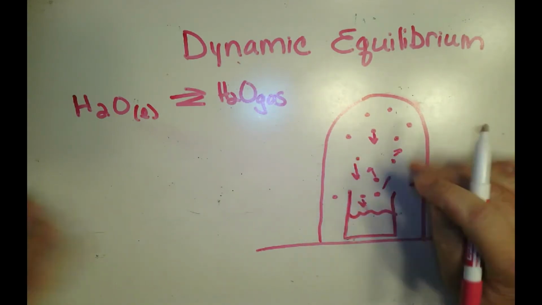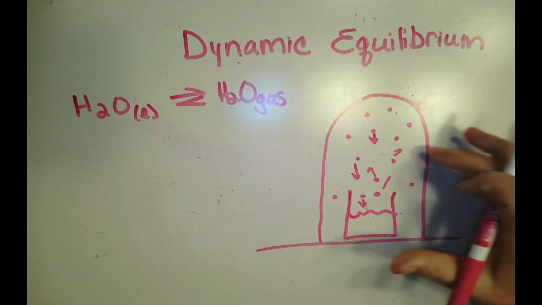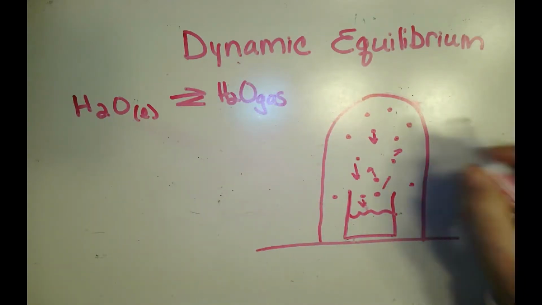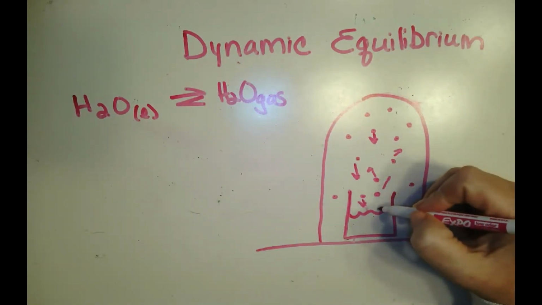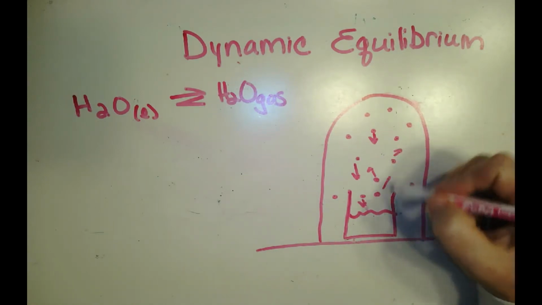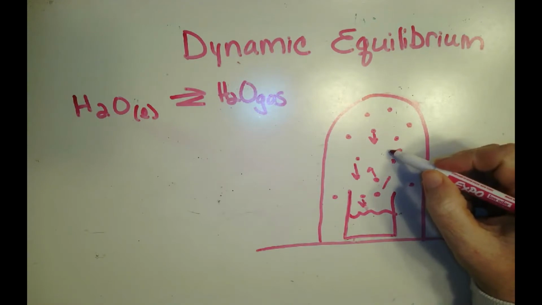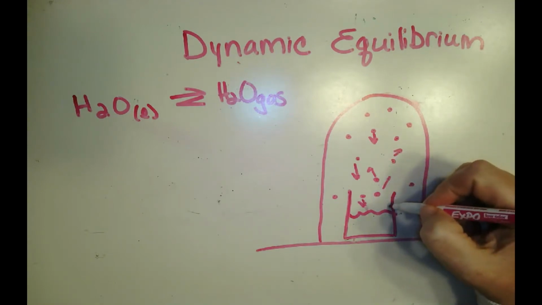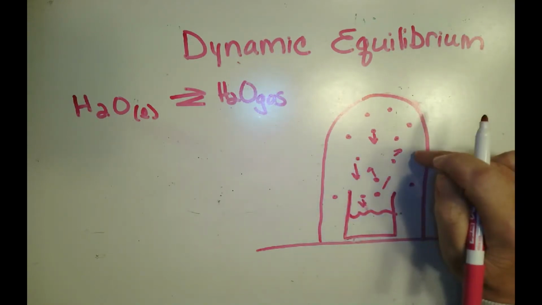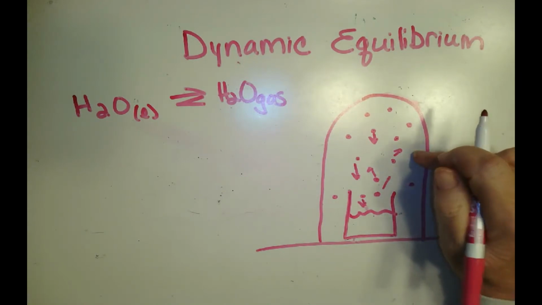And then the amount of humidity in the air will remain constant. That doesn't mean that we still don't have evaporation and condensation. It just means the rate of evaporation is going to equal the rate of condensation, so the percent humidity in this bell jar will remain constant.